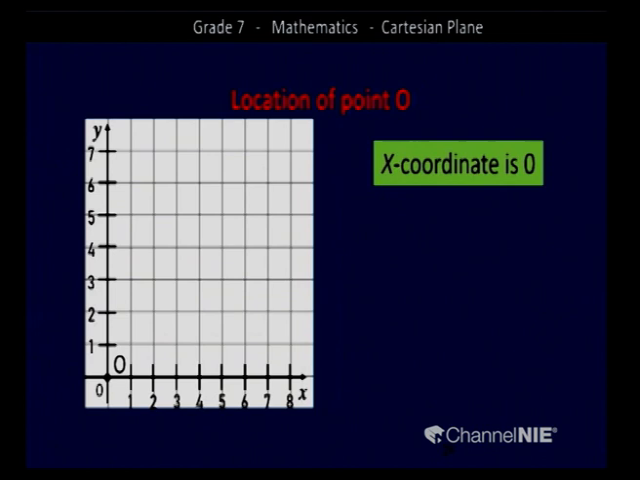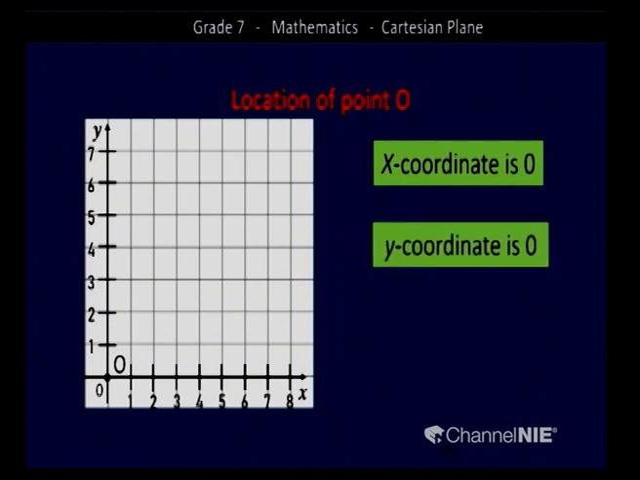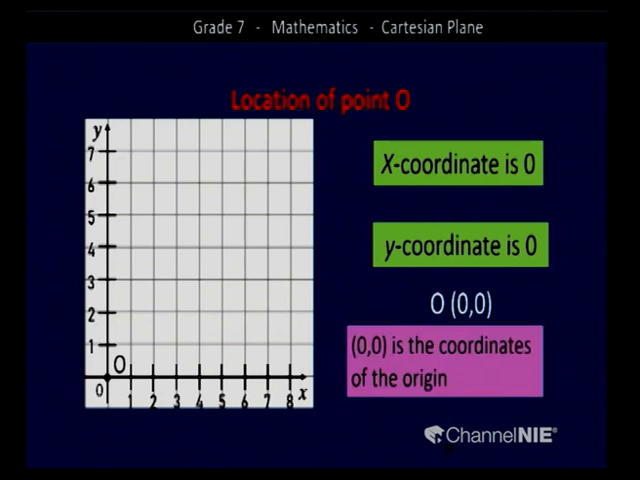The y coordinate of point O is also equal to 0. Therefore, we can say the coordinates of point O are (0, 0), and you have to mention it within brackets. And here, can you remember that I have told you this point O is the origin of this Cartesian plane? Therefore, I can say (0, 0) is the coordinates of the origin of a Cartesian plane.